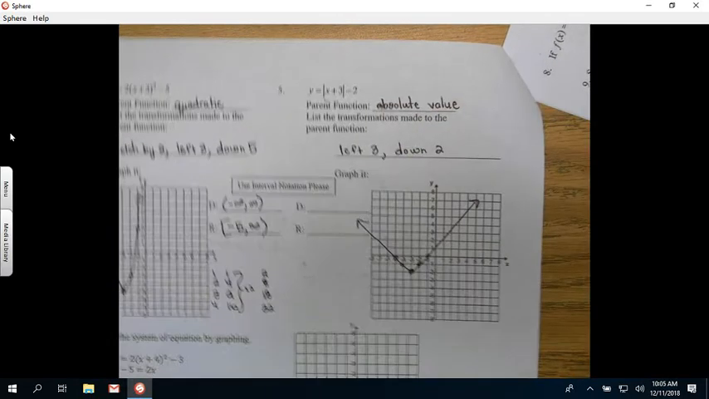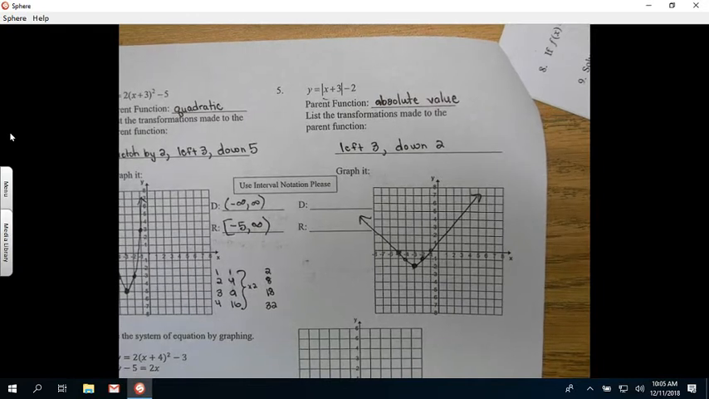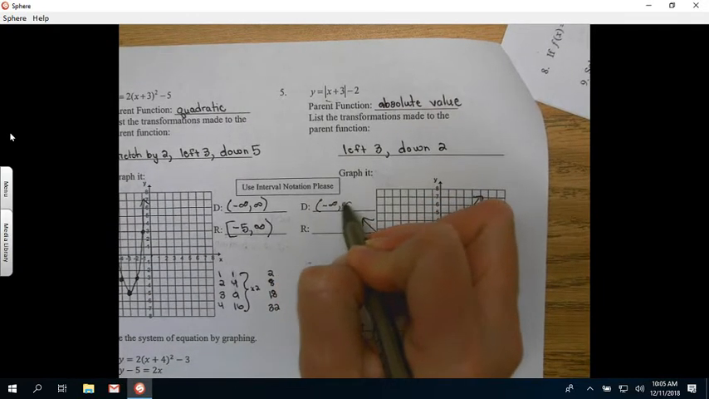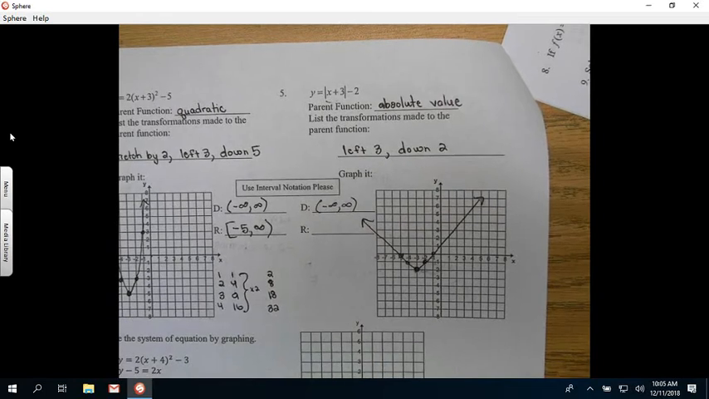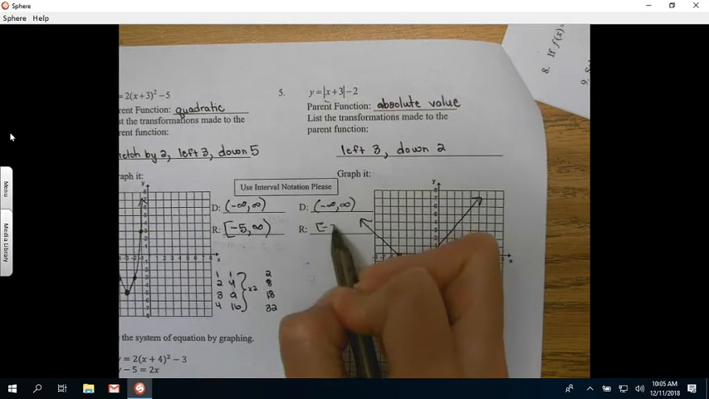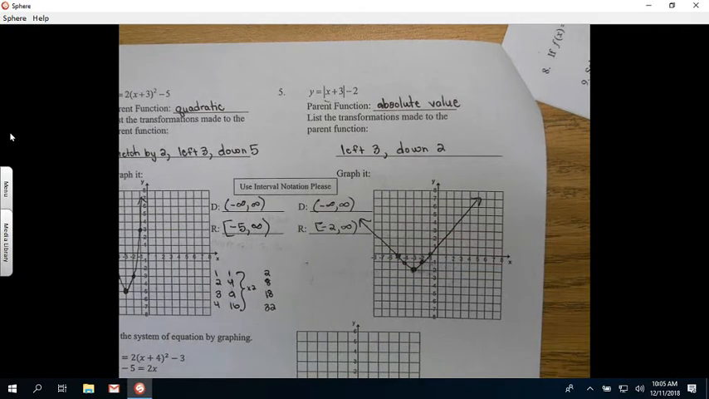And there is my absolute value function. Again, my domain for absolute values, just like quadratics, is negative infinity to infinity. So range, bottom to top, what is the lowest that this ever goes? I've got negative 2. And then it keeps going, so it goes all the way up to infinity.